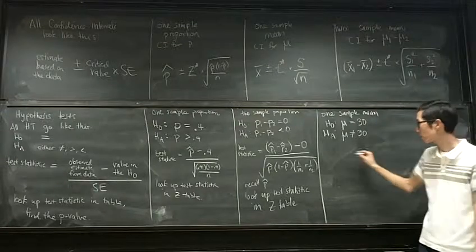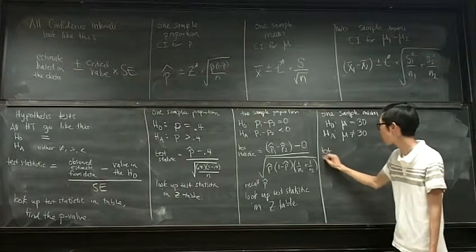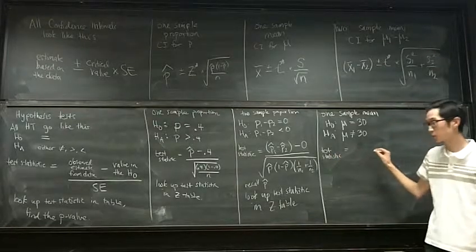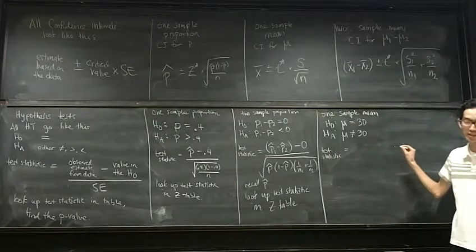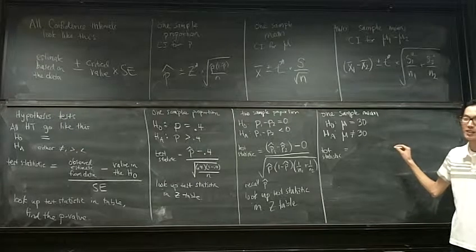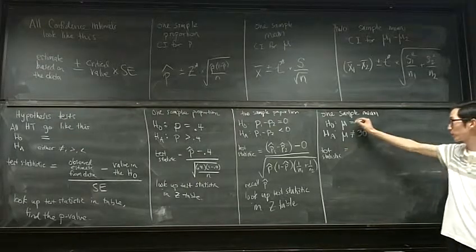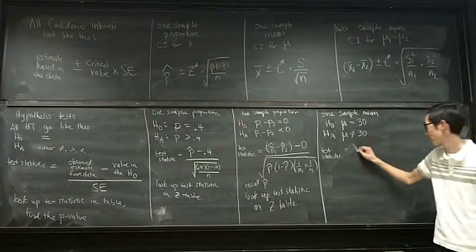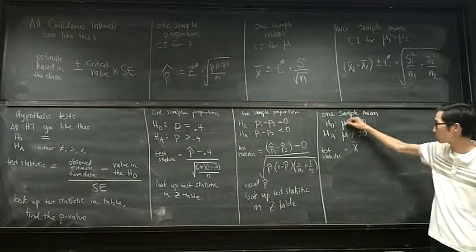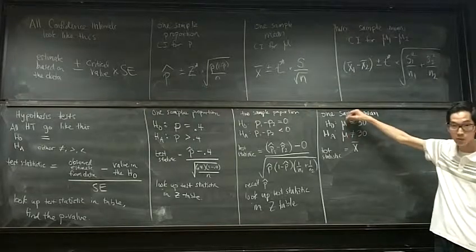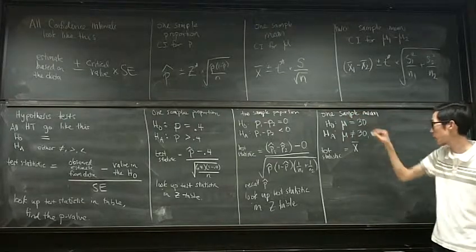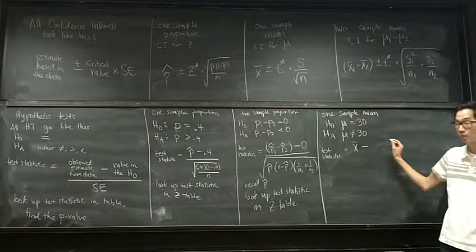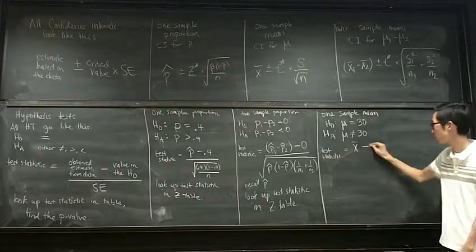Then our test statistic is going to be equal to what? What's my observed estimate from the data? I can't use mu. X bar, the estimate that corresponds to what's in the null hypothesis. I take X bar, which is not mu, and subtract off 30, the value in the null hypothesis.